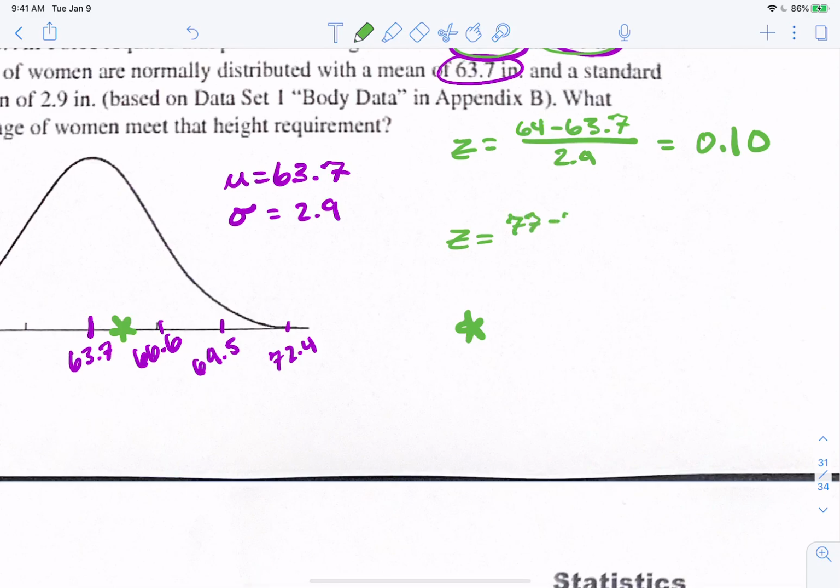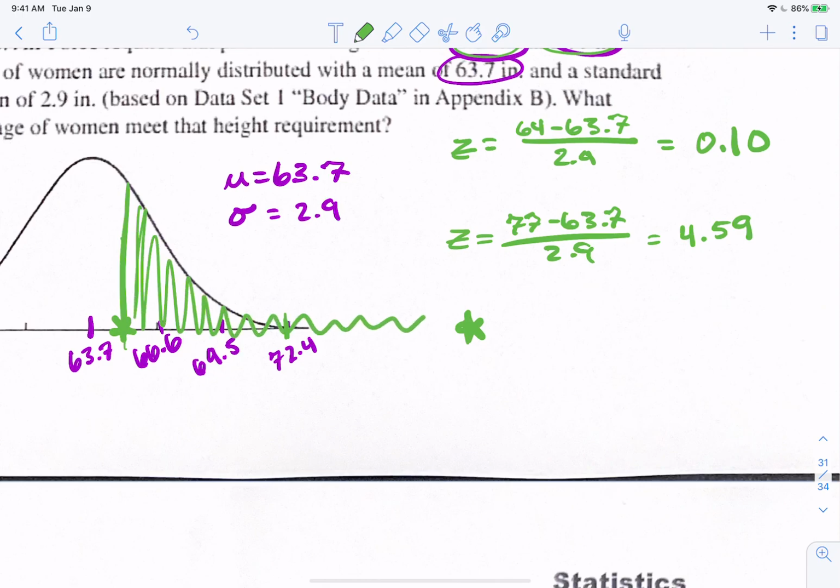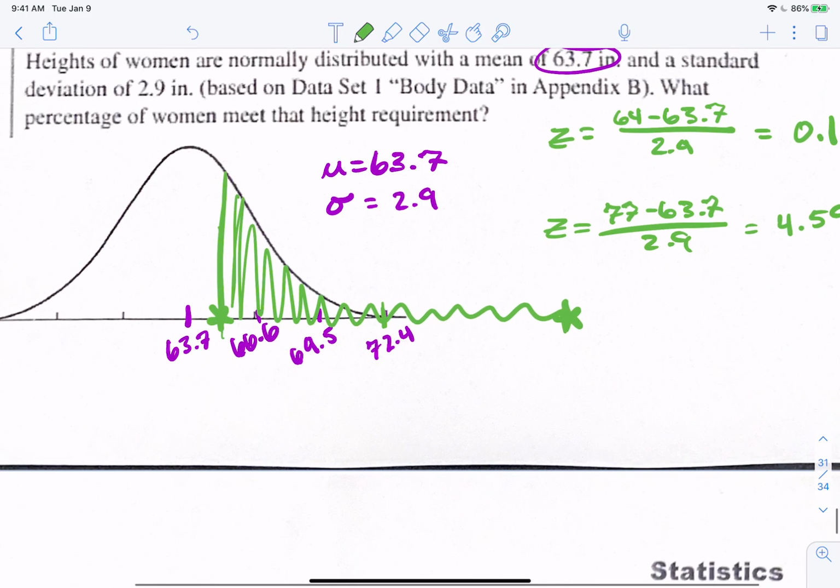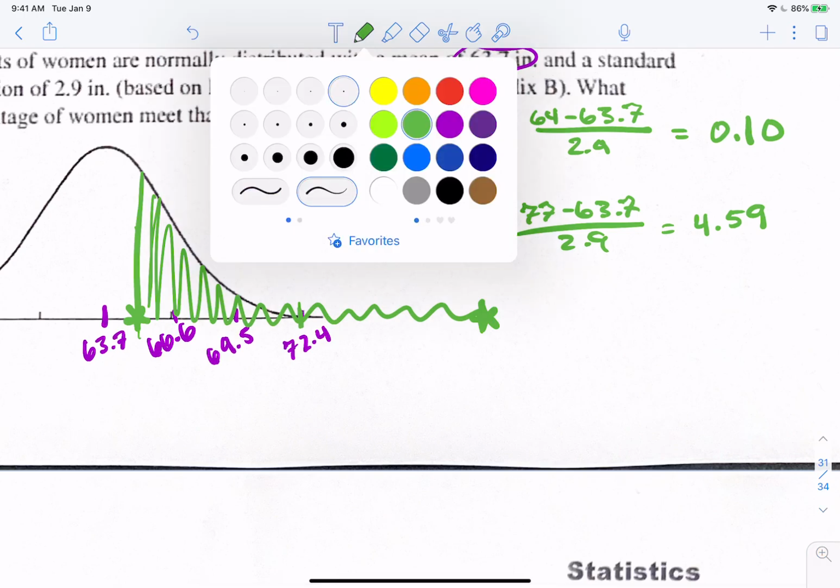77 minus 63.7 divided by 2.9. 4.59. Okay, 4.59. All right. So I want to know in between those two, this chunk here and this chunk here. Take the mean, right? No, you find the range, don't you? We have to find that value.